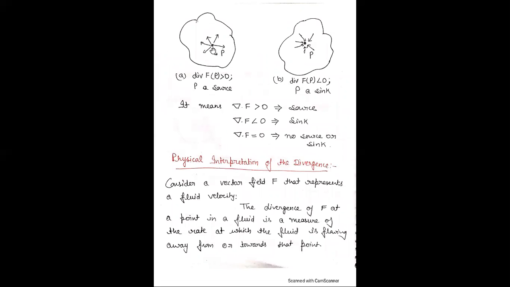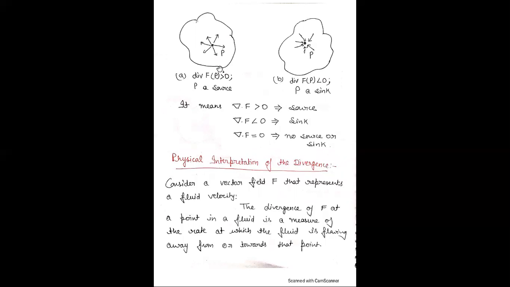Here, consider the divergence at a point of any vector field F. Here the flux flow is in the outward direction. Therefore, divergence of F at point P is greater than 0, and this is like a source. And here the flux flow is in the inward direction, meaning divergence of F at point P is less than 0, negative, then P is a sink.